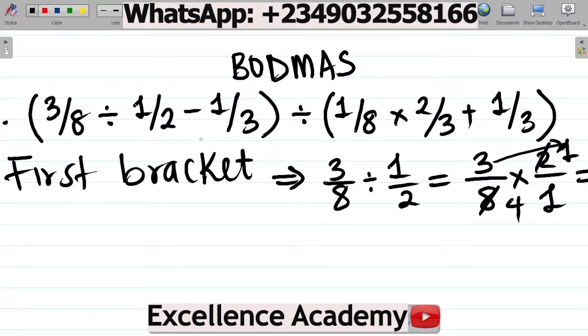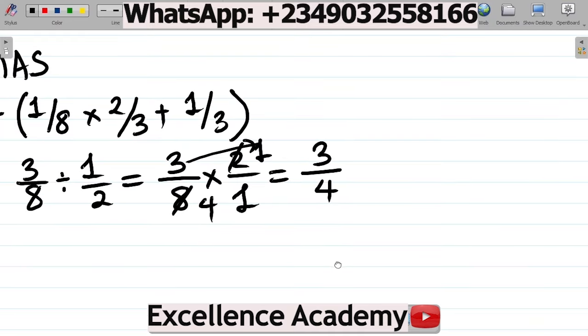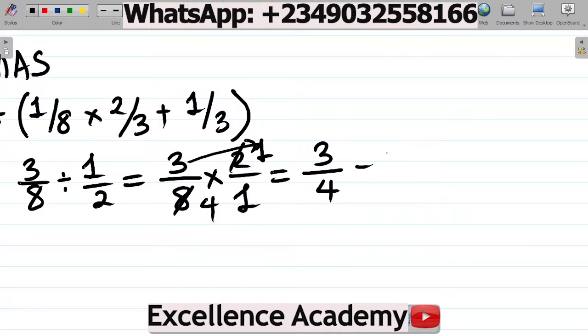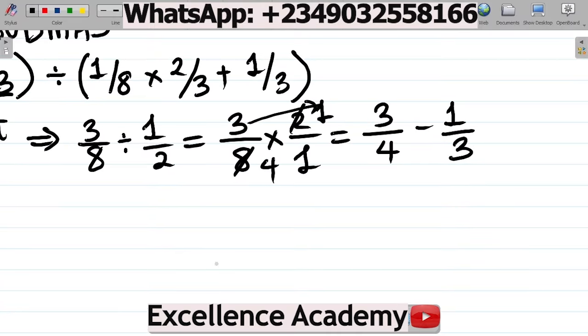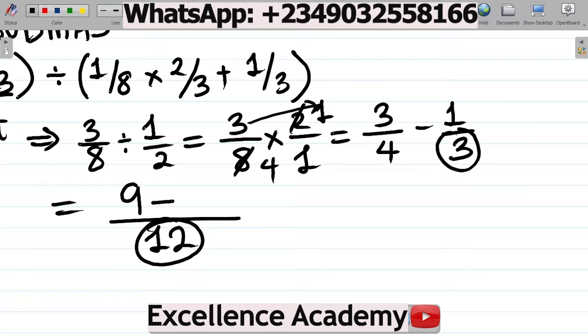Now I'm bringing the next thing there, which is minus 1 over 3. Now in solving this, the LCM of 4 and 3 is 12. So you have 12 there. This becomes 4, 12 divided by 4 is 3. 3 times numerator, 3 times 3, that's 9. So 9 minus, 12 divided by 3, that's 4.